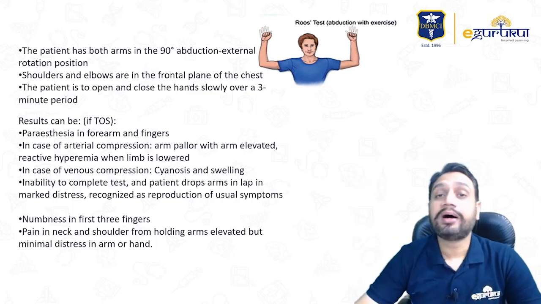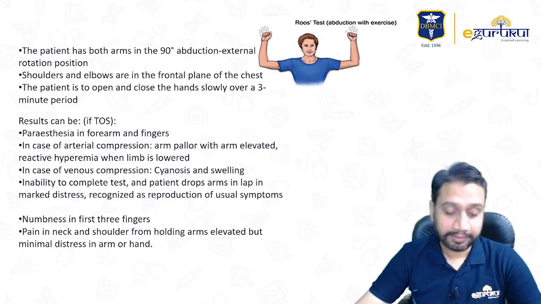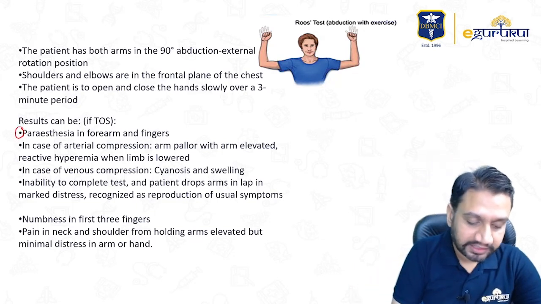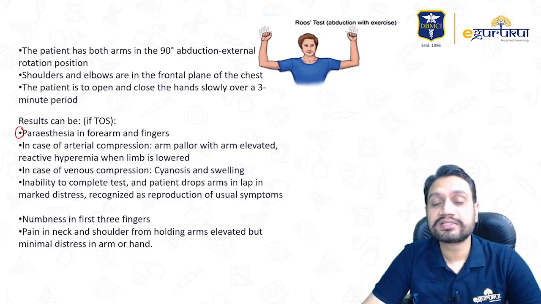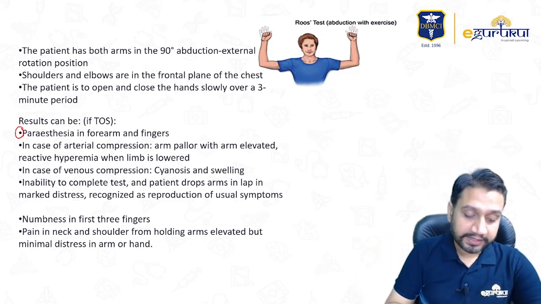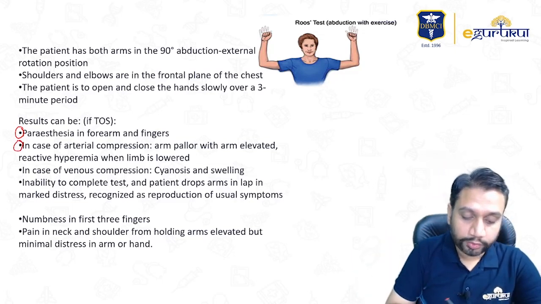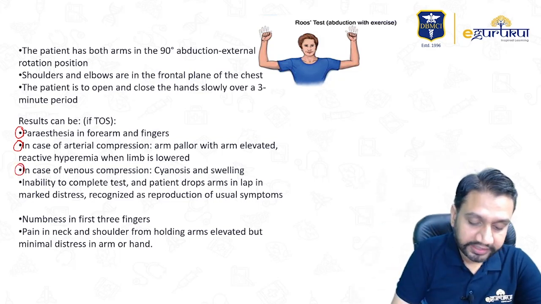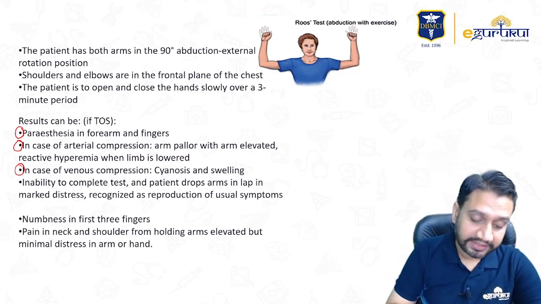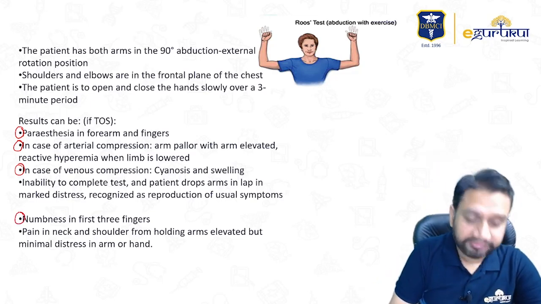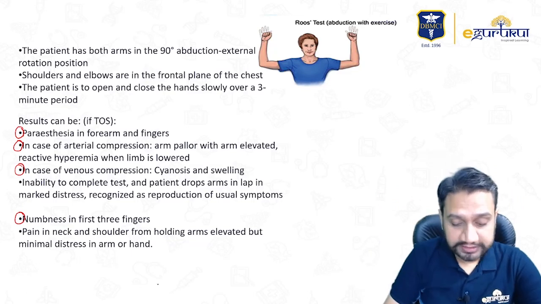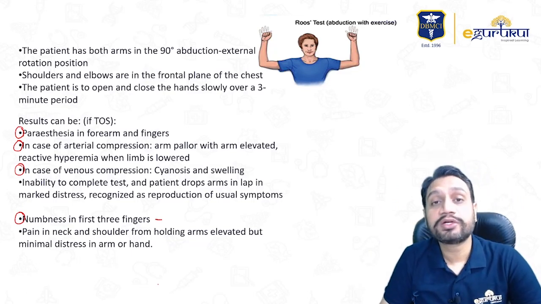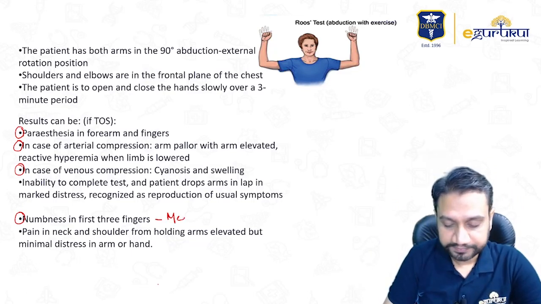So what all possibilities are there? What can happen? There can be a paresthesia in the forearm and finger. What is that suggestive of? The brachial plexus compression. There can be arterial compression, which will lead to decrease in blood flow to the limbs. There can be venous compression, which will lead to cyanosis and swelling of the limb. There can be numbness in these 3 fingers, which is suggestive of carpal tunnel syndrome or simply compression of the median nerve.